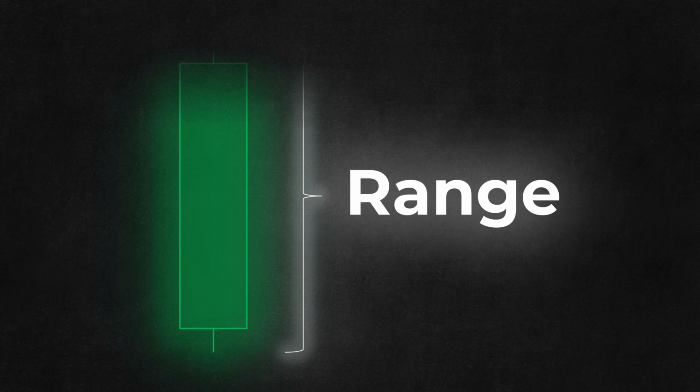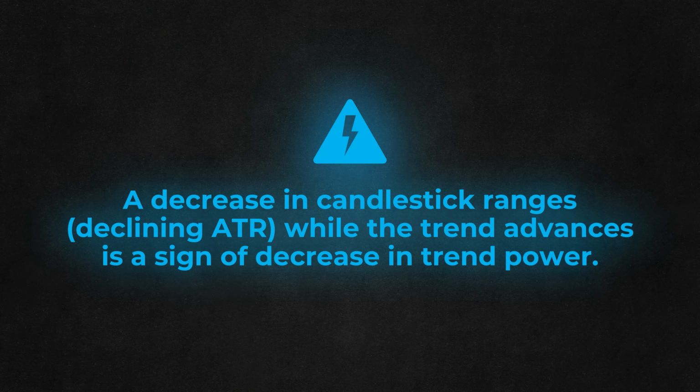Another way of assessing the power behind the trend is to look at the candlestick ranges. The candlestick range is nothing more than the distance between the candle extremes. The average candlestick range can be easily observed through the ATR indicator, which stands for average true range. A decrease in the average true range means that candlesticks are narrowing, which implies that the dominant market player lacks the power to produce powerful wide movements in the trend direction.